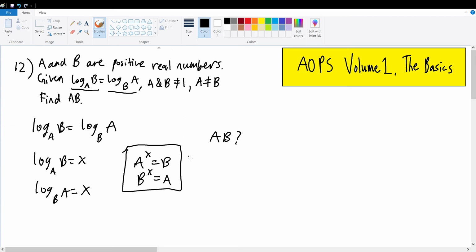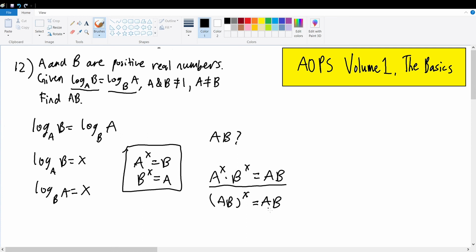Well, to find the product of A and B, we can attempt to multiply these two equations together to obtain A to the x times B to the x is equal to A times B. But you see here that this is an explicit expression. It's not telling us any necessary information. So let us try to simplify this equation further. This becomes AB to the x power is equal to AB.